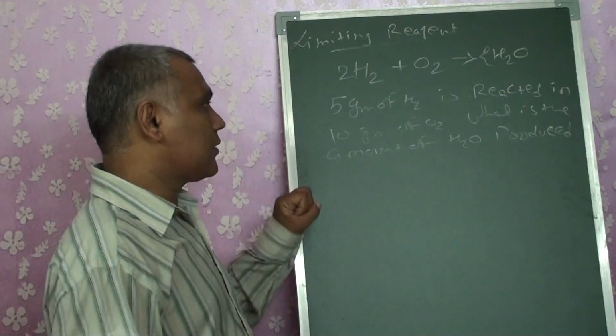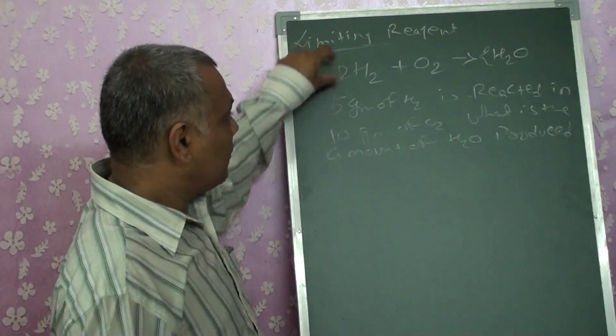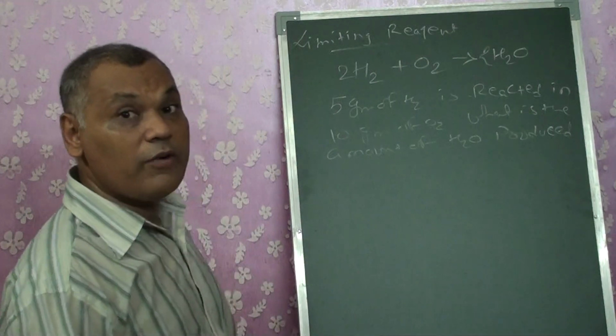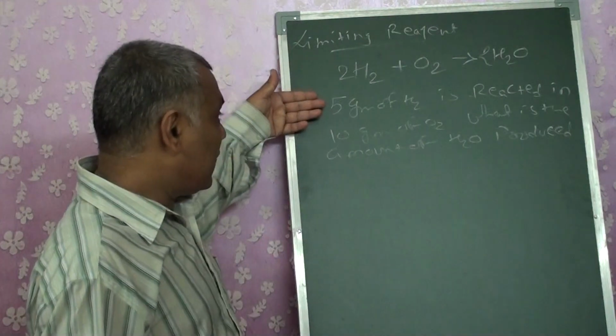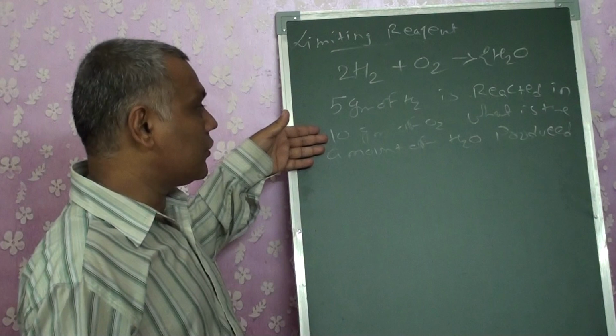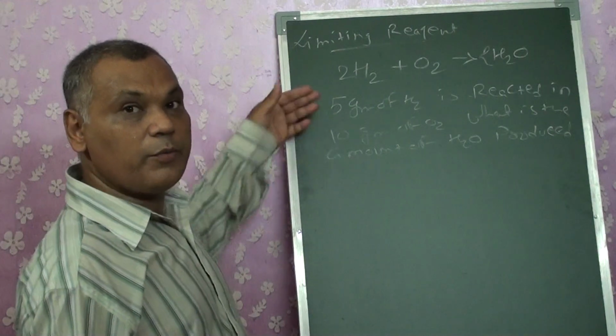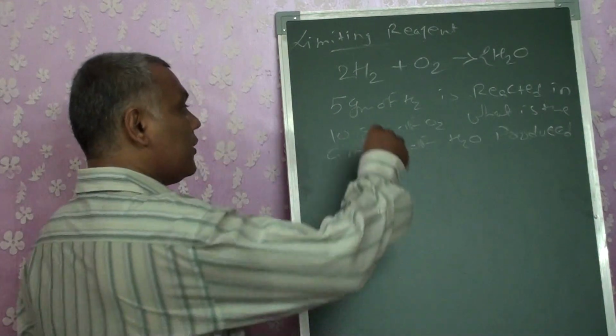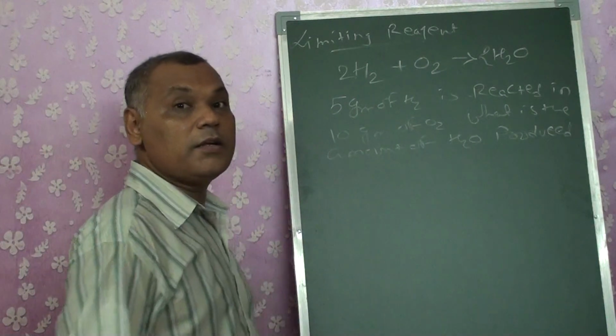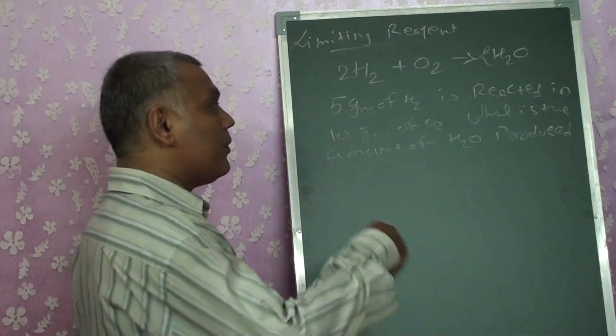Now for this case, first of all, the balanced reaction is there. I will have to find out whether hydrogen is completely reacted or oxygen. That first factor will be to be decided. That will give me a limiting reagent. Then I will be able to do it.